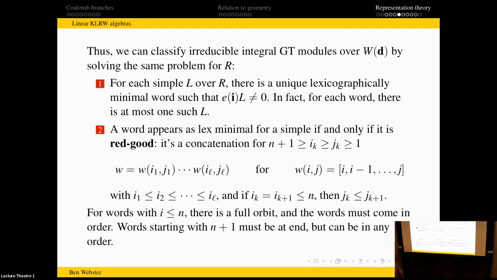And they're what I call red good. So I have some sequence of i_k's and j_k's, such that I take the word where I take i minus 1, down to j, and I concatenate those in some order. And I have a slightly strange combinatorial condition, which is the i's must be weakly increasing. And if two i's are the same and not equal to n plus 1, then the j's must be increasing.